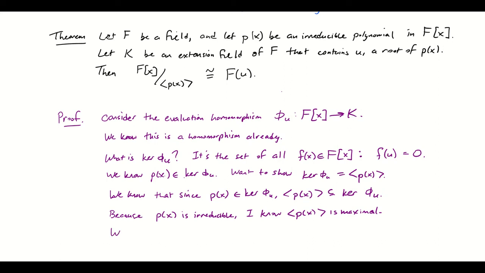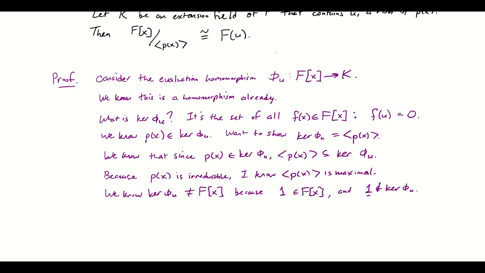We know the kernel is not equal to all of F adjoin x because, for one thing, this polynomial, 1, belongs to F adjoin x, and it is most definitely not in the kernel of the evaluation map, because the polynomial 1, when evaluated at u, does not give 0. There's no way. So 1 does not belong to the kernel. So I know that the kernel isn't the entire ring, but it contains a maximal ideal. That means it has to be the same as the maximal ideal.